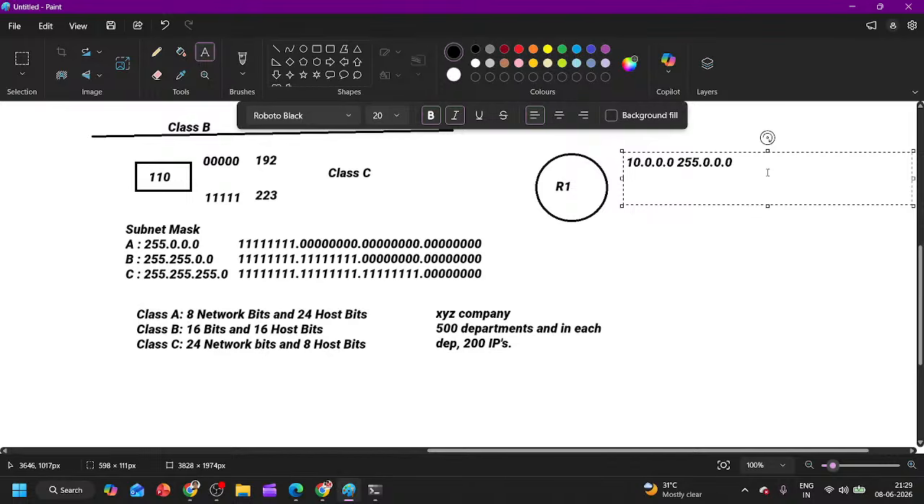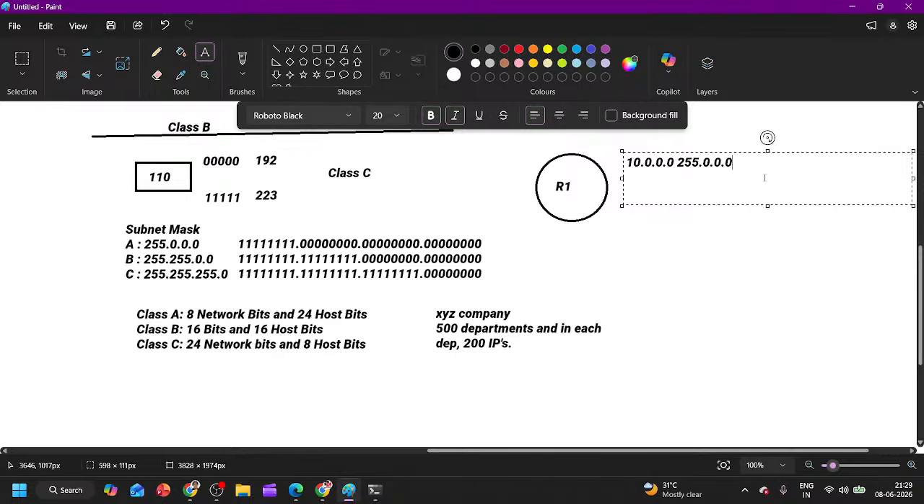You can use any class subnet mask with any class, because nowadays we are using classless. This is the old implementation. Nowadays we don't follow any class. We are using classless IP addressing. This is the classification of how we were implementing IP addressing before CIDR, so that you can understand CIDR, classless addressing, very easily.